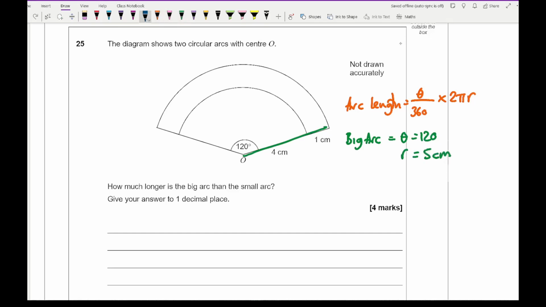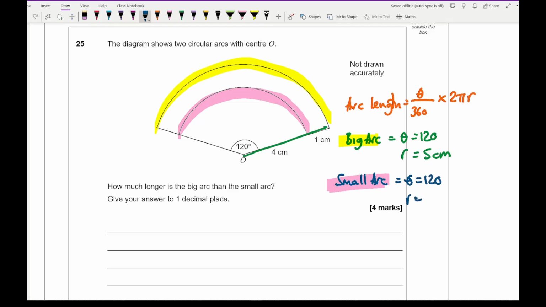Now for the small arc, let's just color code these. So the big arc is this, the small arc is this. So for the small arc, theta is the same angle, which is 120, but r is just this distance here, which is 4.